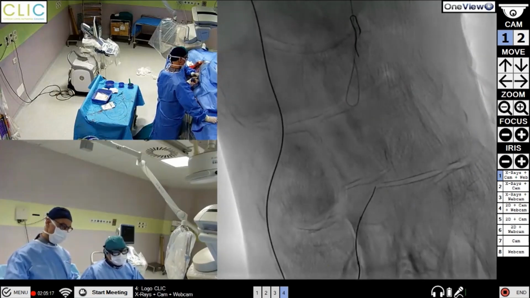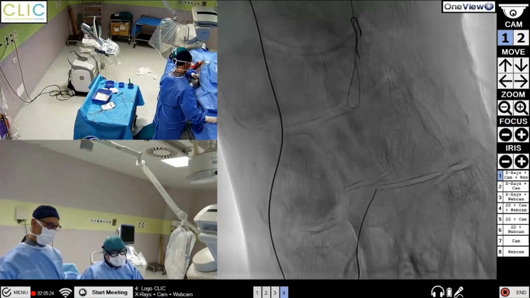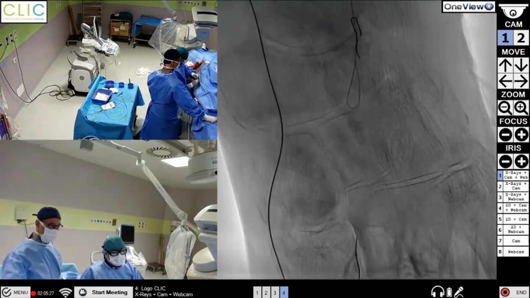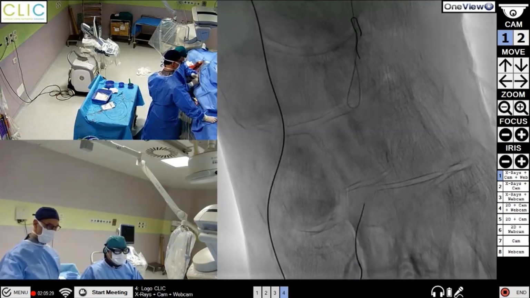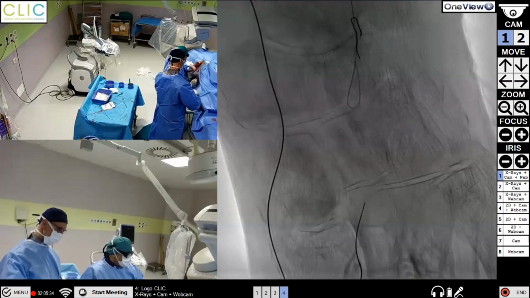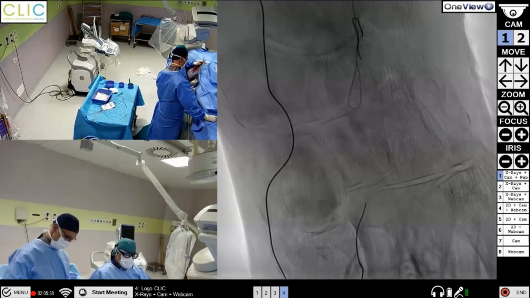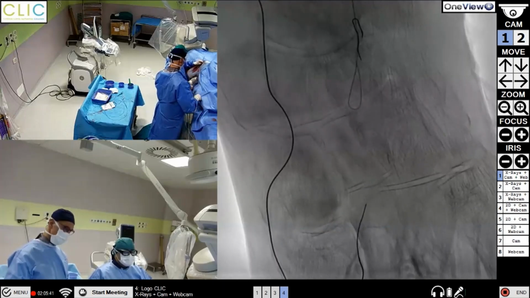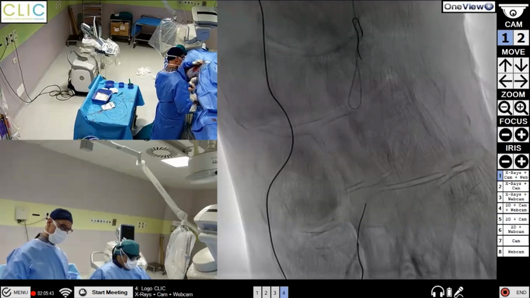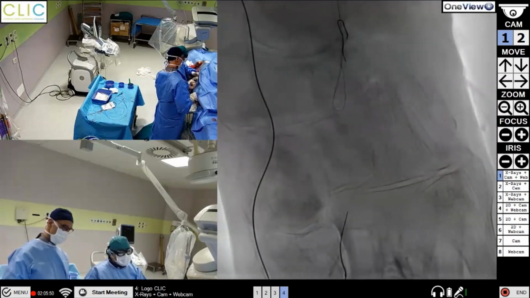Yeah, try to remove with the balloon, because probably it's kinked somewhere. Yeah, look. Okay. We try another path. It's really borderline this case. The feasibility of the distal is really, really borderline.